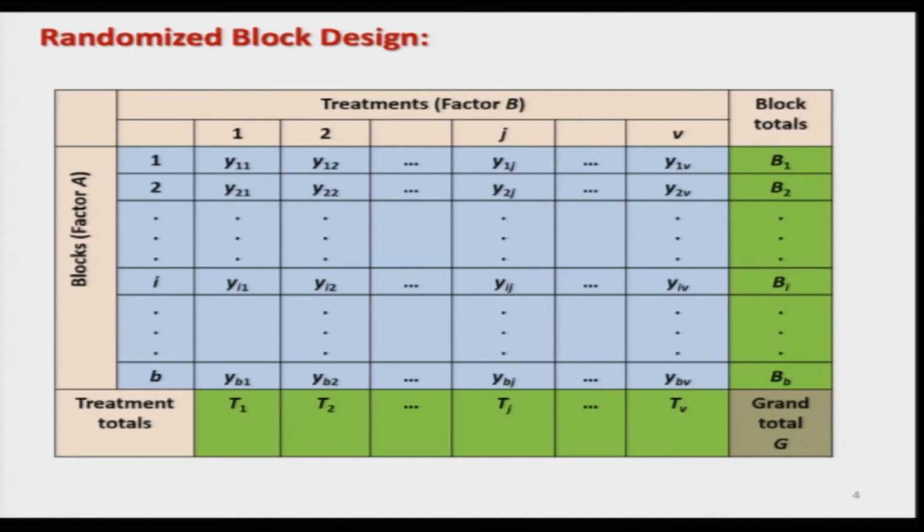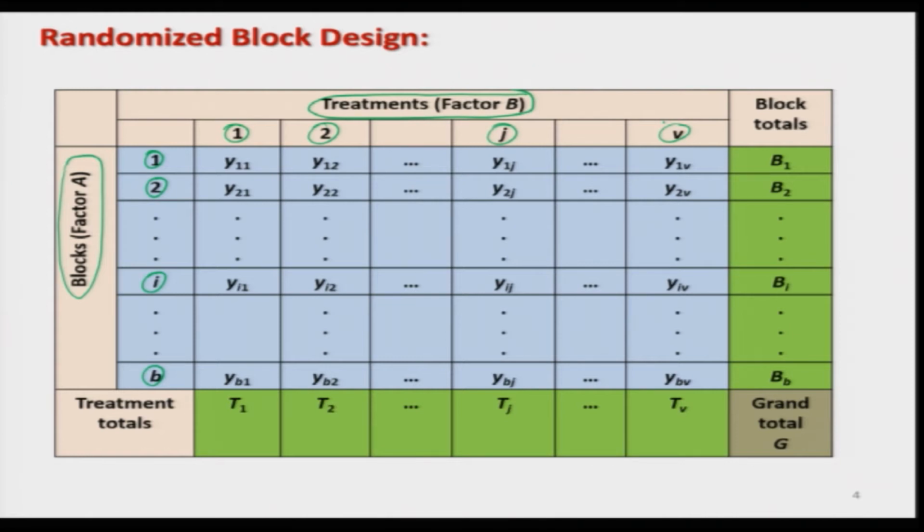For example, if you see here, I have created a two-way table where I am writing the blocks as factor A, corresponding to factor A of the two-way ANOVA setup, and I am taking the treatments as factor B. Now you can see you are grouping the experimental units into different blocks. Those blocks are numbered 1, 2, up to I, and these treatments are also numbered treatment number 1, treatment number 2, up to treatment number J, and somewhere treatment number V.